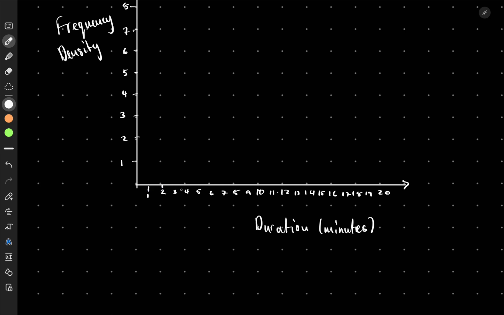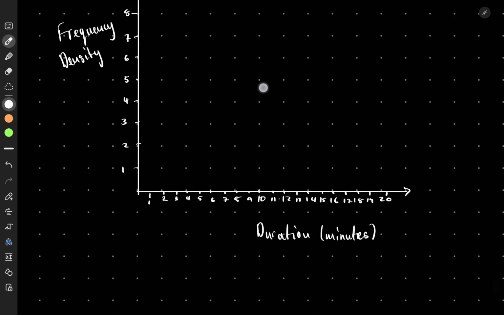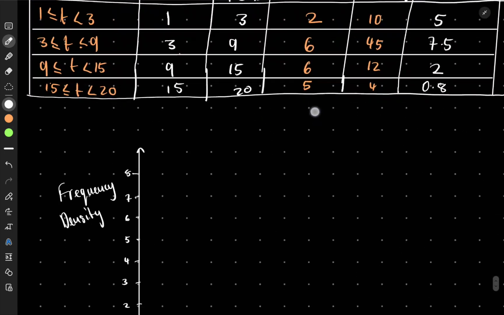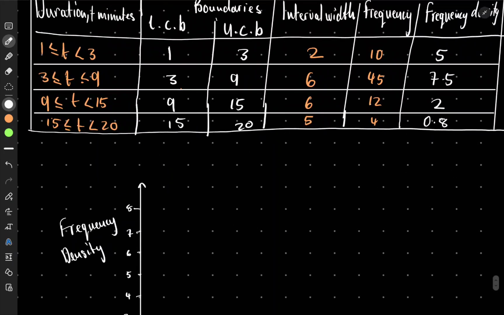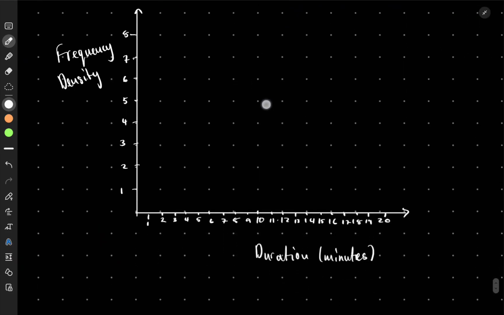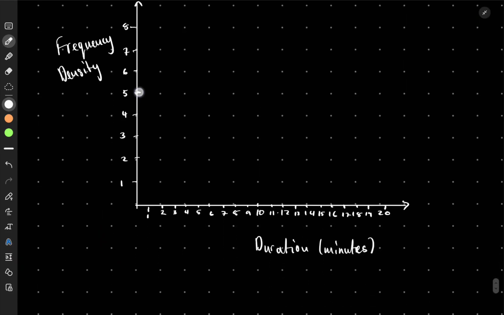Something like this. This is my scale. And sorry, it's tiny. It's because of the space I have. So I'm sure you can make a scale better than I can. 18, 19, 20. Great. Now, it's all about plotting now. So yeah, let's go. So for 1 to 3, my frequency density was 5. So 5 is 1, 2, 3. So all the way like this. Great. This is 5.